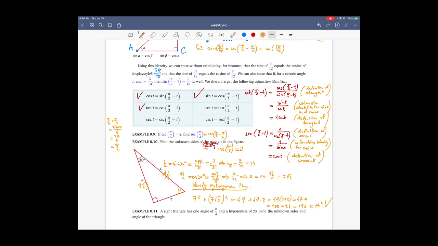This angle is, of course, 60 degrees. And you can see, for example, from here that cosine of 60 degrees is 1/2 as the ratio of 7 and 14. And sine of 60 degrees is the ratio of 7 root 3 over 14, which is root 3 over 2 as expected.